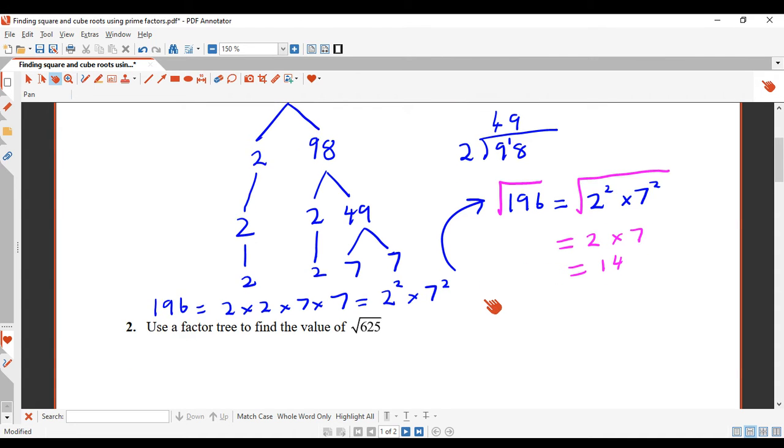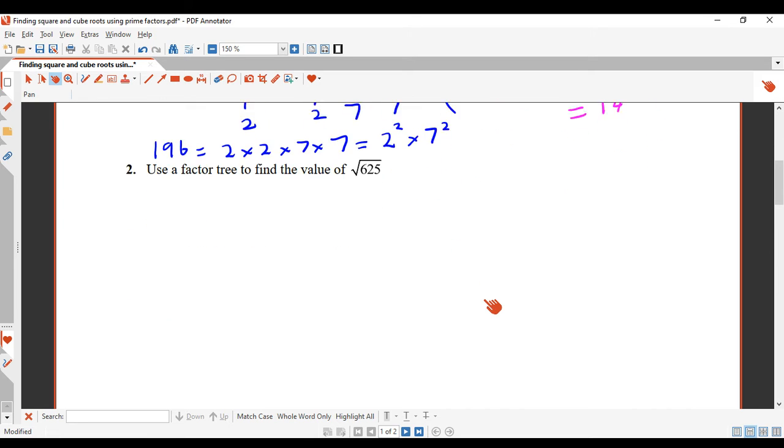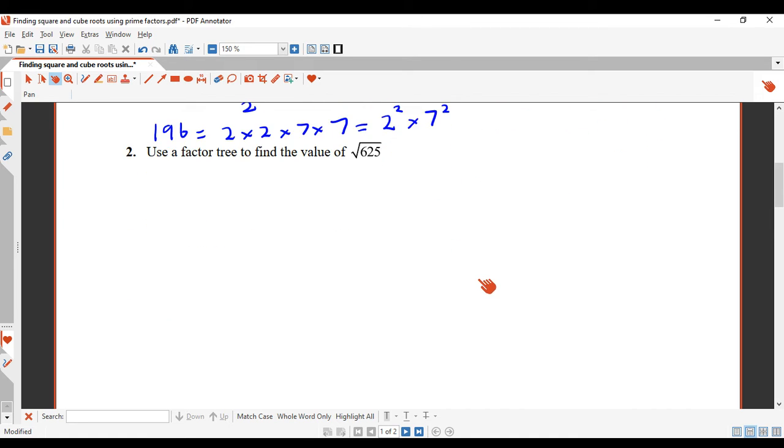Okay, so let's try another question, question 2. So we've got to find the square root of 625. So we'll start off with 625, we'll put that up here. And we've got to split this into some factors. Okay, now what goes into 625? Well, because the number ends in 5, we know it's divisible by 5. So let's put 5s into 625.